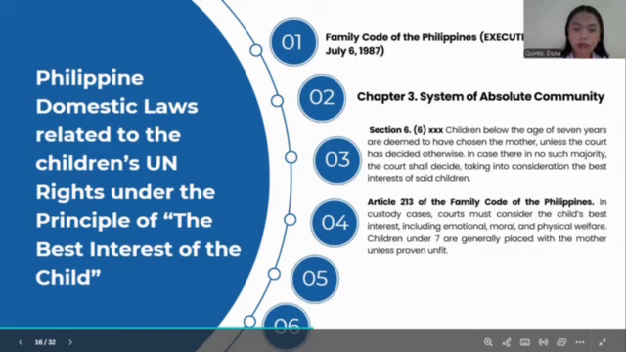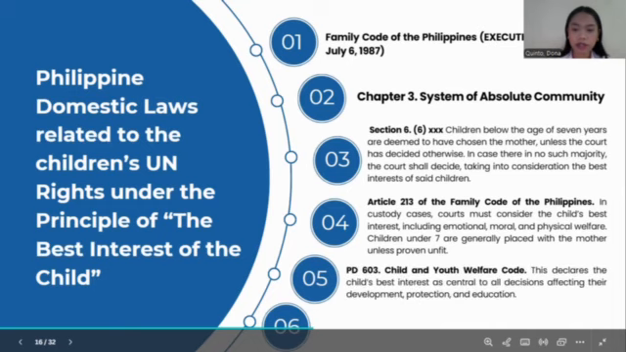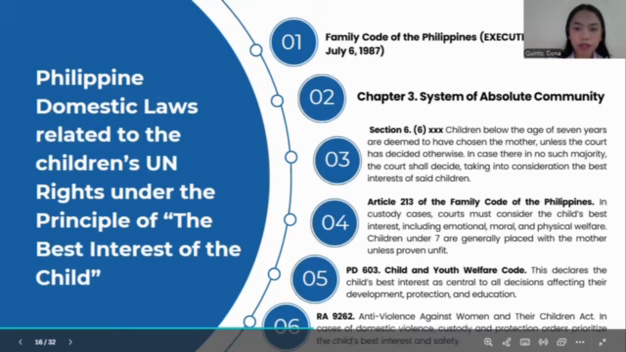Article 213 of the Family Code of the Philippines. This directly upholds the best interest of the child principle by requiring courts to prioritize the child's emotional, moral, and physical welfare in custody decisions. Presidential Decree 603, or the Child and Youth Welfare Code. It is under the best interest of the child, as this declares the child's best interest as central to all decisions affecting their development, protection, and education.